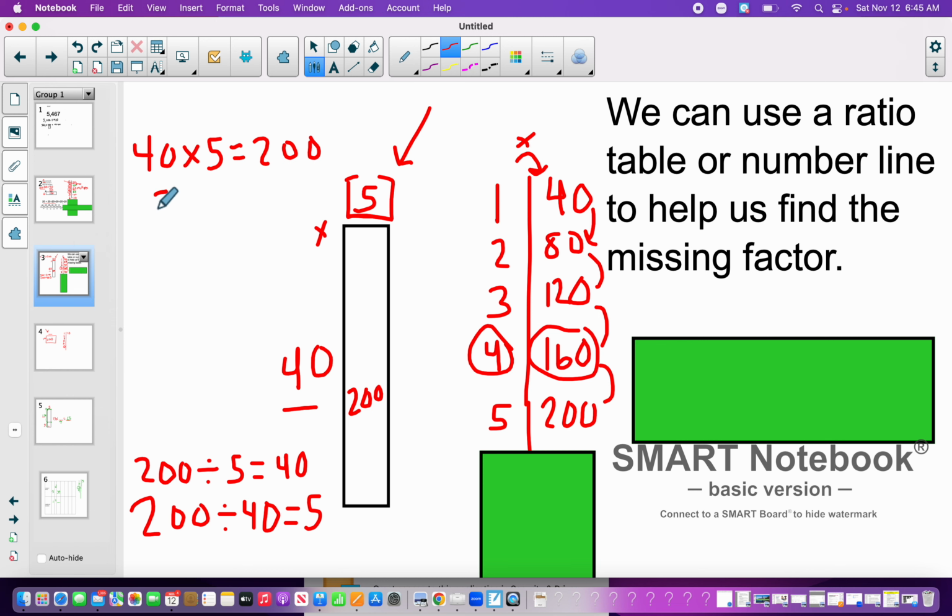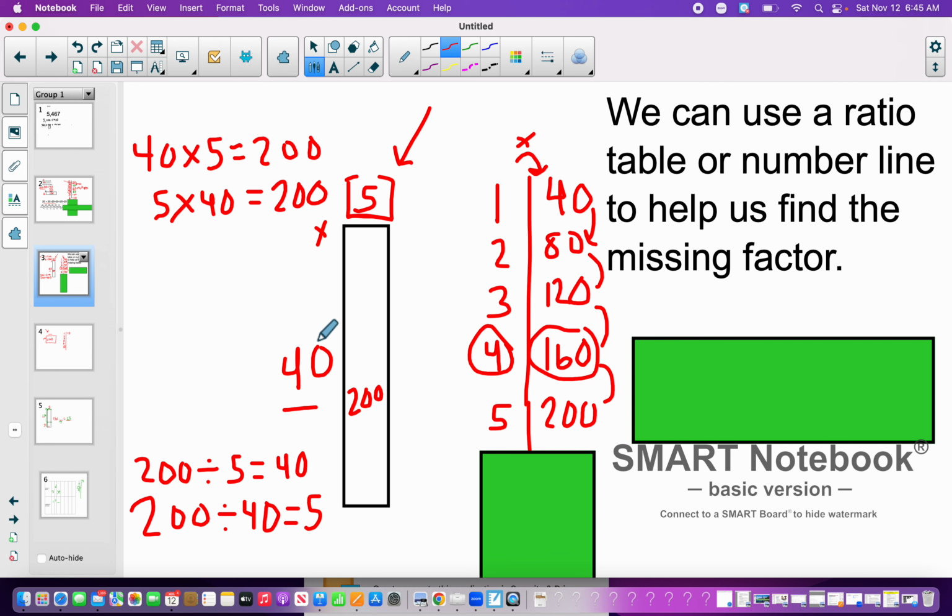Or we can say 5 times 40. So fourth graders should be able to make these fact families using an area model, using a ratio table, using a number line. So the fact family, sometimes you see it as a fact house, these 4 equations.